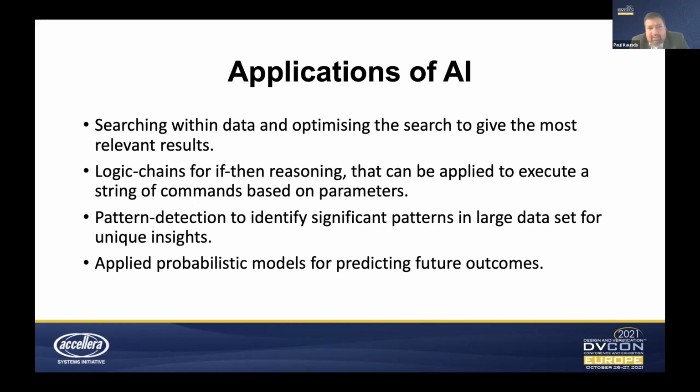Applications of AI. In general, it helps us with searching within the data, optimizing the search to give the most relevant results. We have seen this in Google, which has been using it for a long time. We have seen Netflix suggesting the next movie correctly, and other things. So there are a lot of applications of AI. Logic chains for if-then reasoning can be applied to execute a string of commands based on parameters. Pattern detection identifies significant patterns in large sets for unique results. In the end, we will see how this can be used in our debug scenario, how we can use AI in debug, in examples in the future. And applied probabilistic models are used for predicting future outcomes.